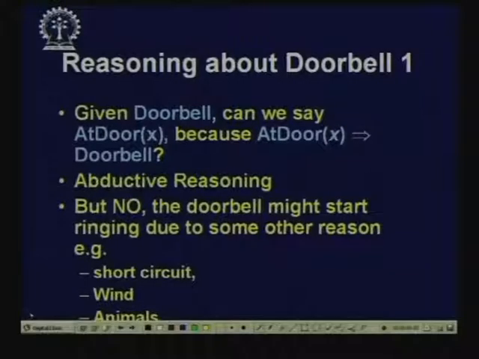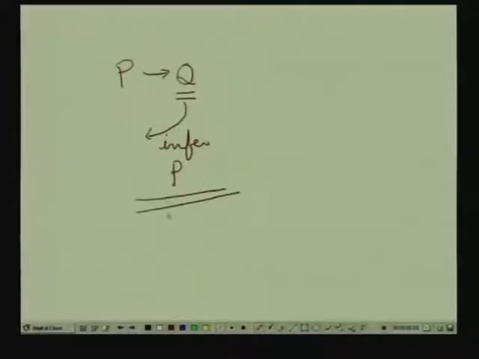Okay. So, this sort of reasoning, where there is something like P implies Q and we find Q is true, then we infer P, may not be correct according to deduction, but that is what we often do, and this sort of reasoning is known as abductive reasoning.